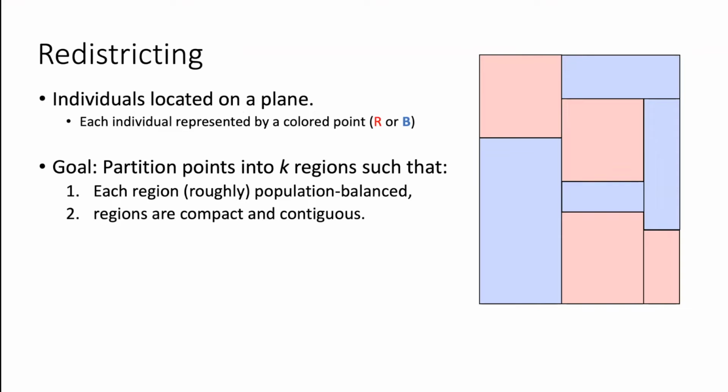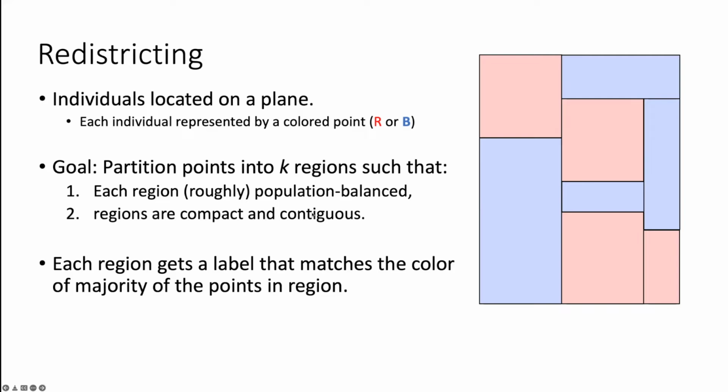And the regions are compact and contiguous. Each region gets a label that matches the color of the majority of the points in that region. So if you have a region where 70% of individuals are red and 30% blue, then if you do majority voting and choose a representative for that region, that representative will be red. Each region is assigned a representative who will represent them in, say, the parliament, and we will assume the political affiliation of the representative matches the majority color of the points in the region.